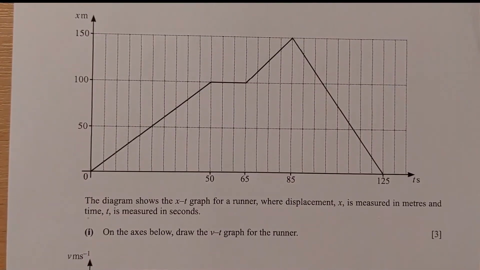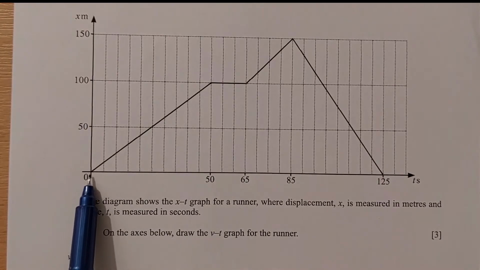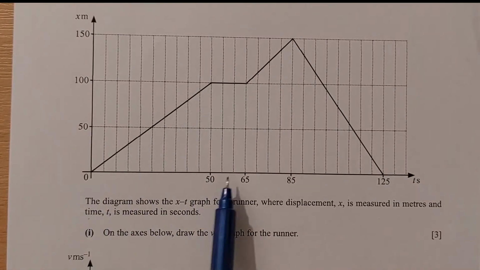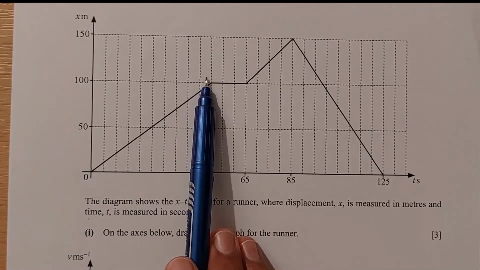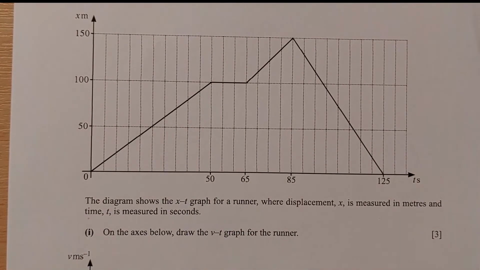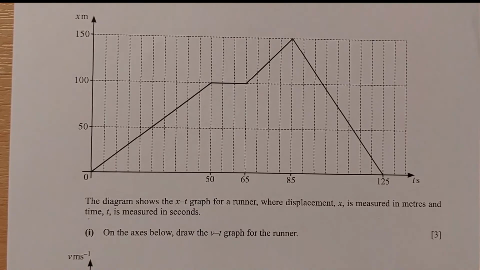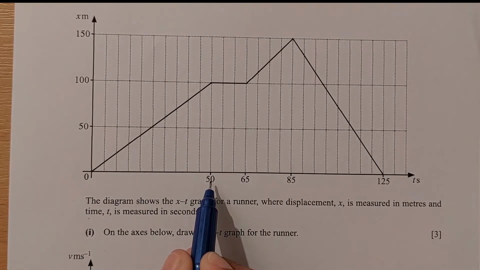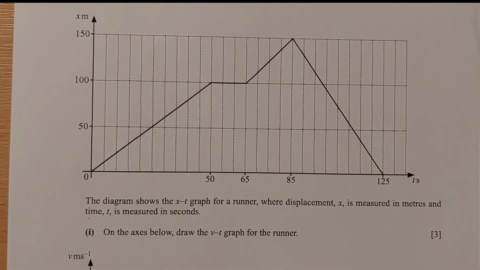Okay, so we have been given the information that between 0 to 50 seconds, the displacement is from 0 to 100, right? So we need to find the velocity between 0 to 50 seconds. Right, this is the first interval, 0 to 50. When the displacement from 0 to 50 is 100, what is the velocity here?